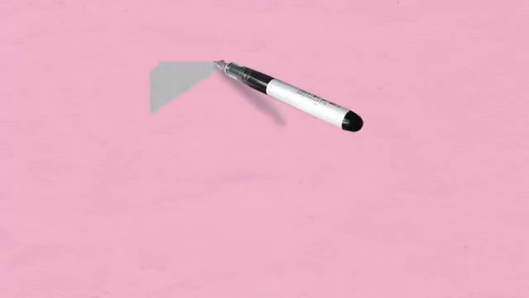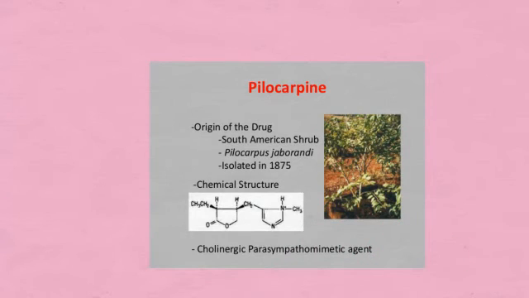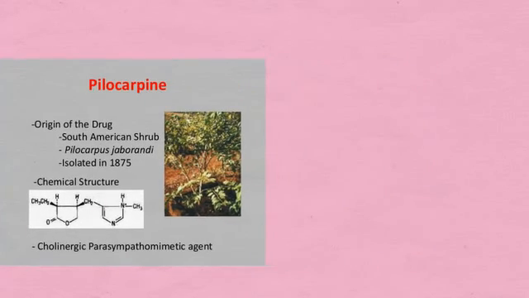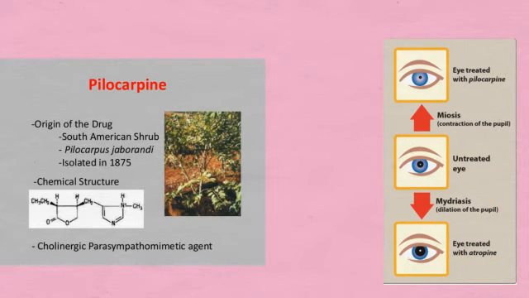Now the next drug that we are going to discuss is pilocarpine. So pilocarpine and even muscarine and acetylcholine, these are all examples of naturally occurring alkaloids that act as cholinergic agonists. So pilocarpine is actually obtained from a South American shrub known as Pilocarpus, and pilocarpine only acts on muscarinic receptors, and that is why it is a selective cholinergic agonist acting only on M receptors.